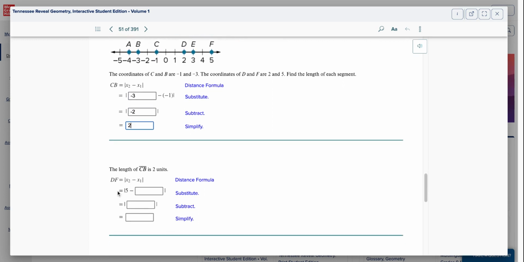All right. So I see they started out with F because F is the one on 5, and they're moving to D. D is on the 2. Put a 2 right there. Subtraction in the middle, absolute value. 5 minus 2 is 3. The absolute value of 3 is 3.